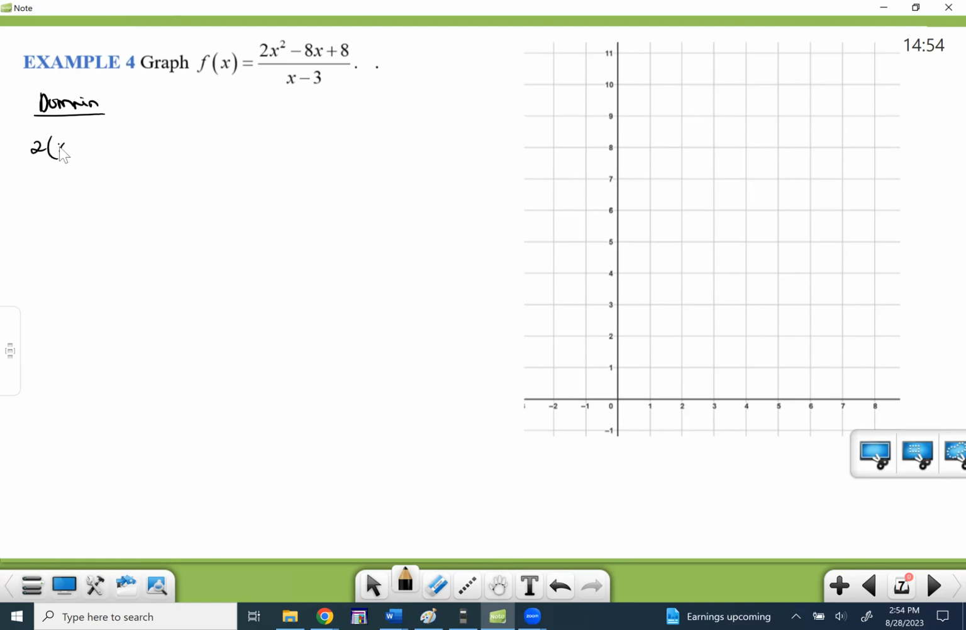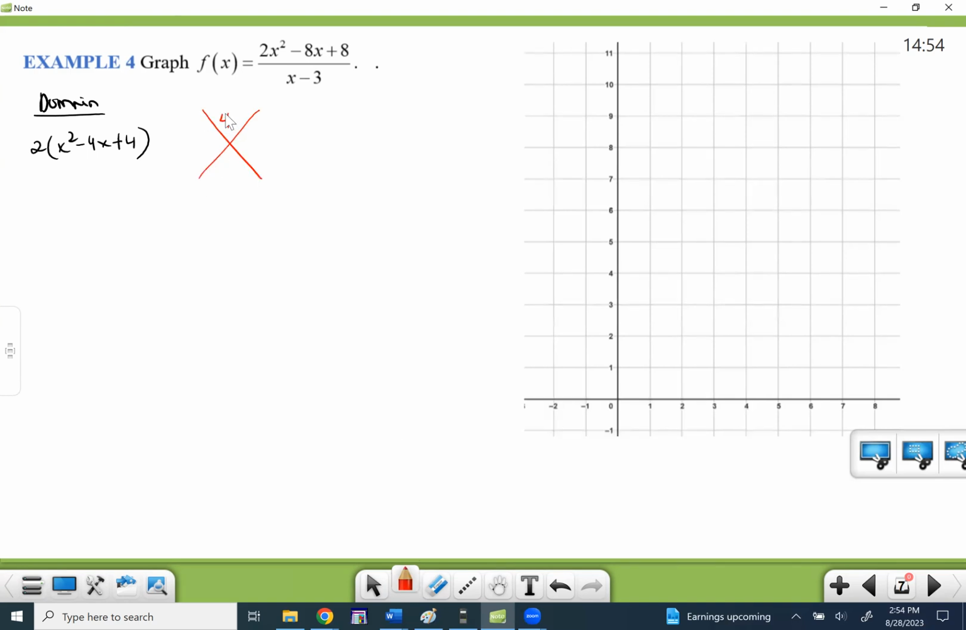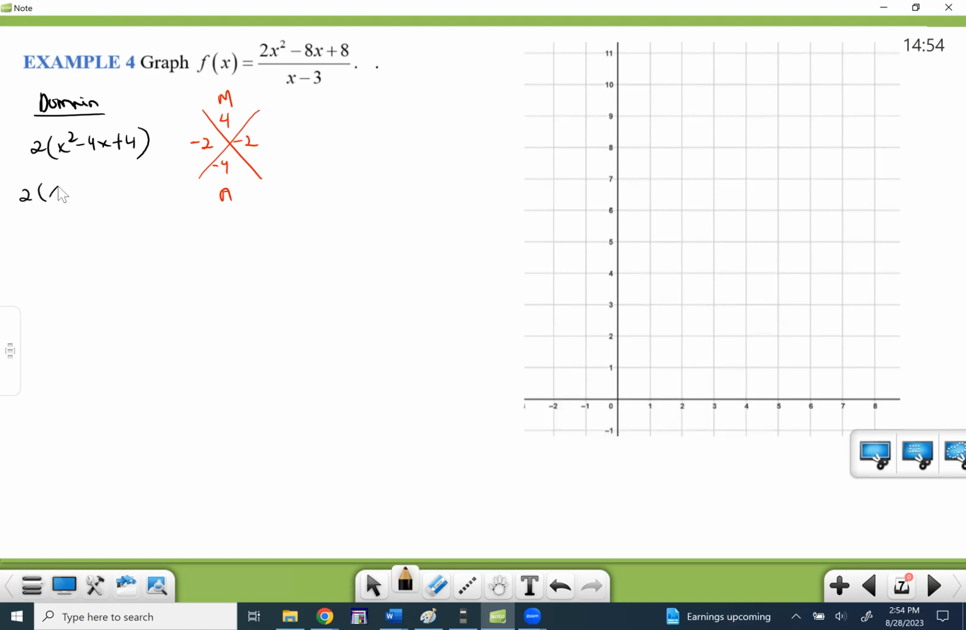Let's factor a 2 out, make it easy on ourselves. And then we don't have to use the AC method. We can just say, okay, what are factors of +4 that add up to -4? -2 times -2 is +4, but -2 plus -2 is -4. So it looks like we're going to get an x minus 2 and another x minus 2, or if you like, x minus 2 squared, right? So that's going to be the top.